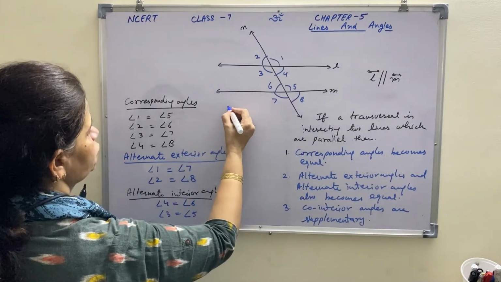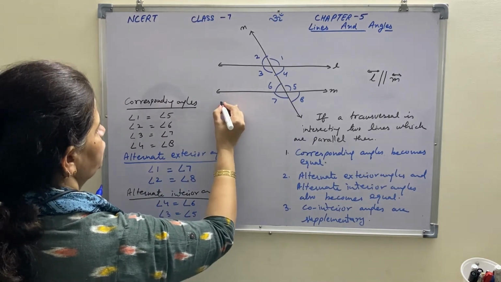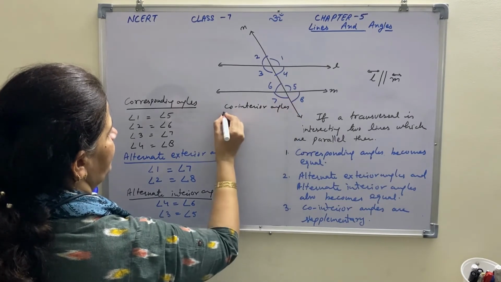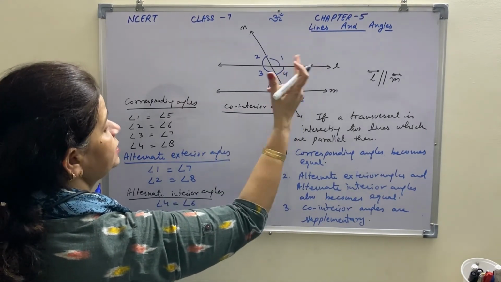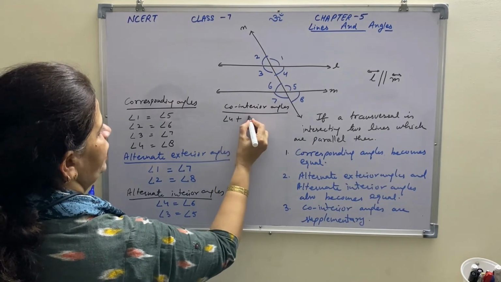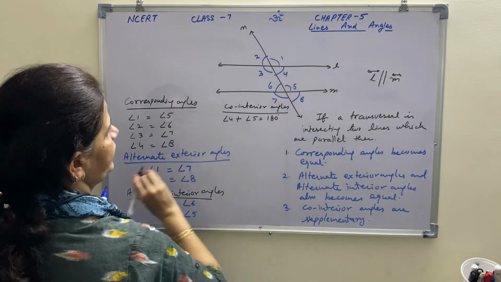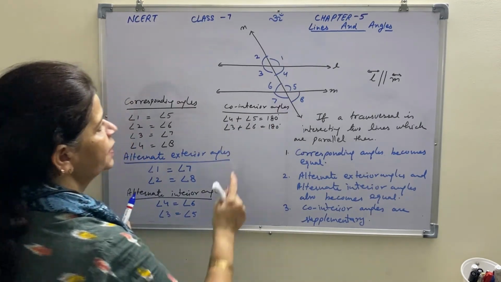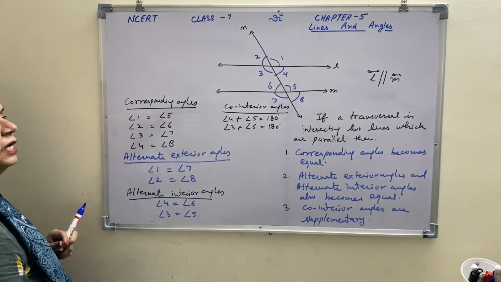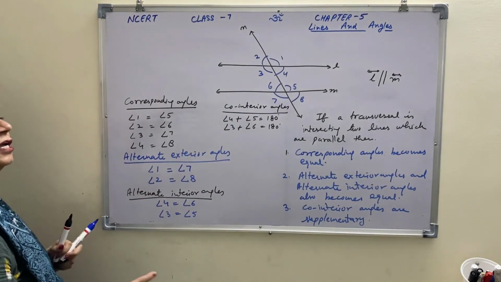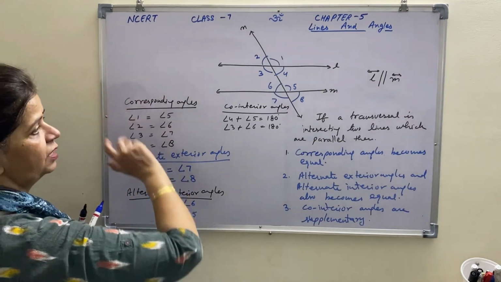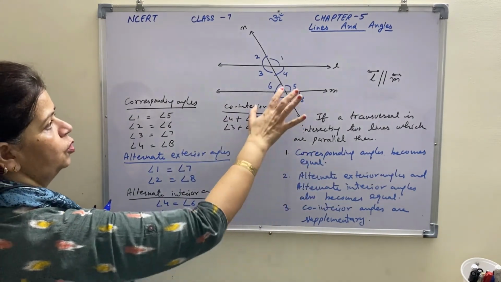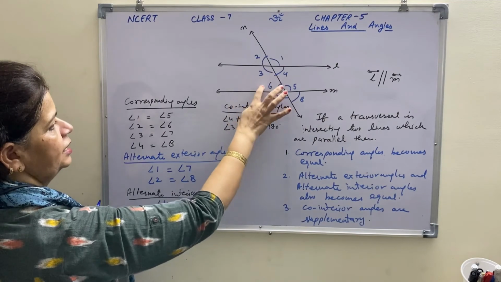And the last is co-interior angles. What is the relation if the lines are parallel? Co-interior angles become supplementary. That means angle 4 plus angle 5 is 180 degrees, and angle 3 plus angle 6 is also 180 degrees. They become supplementary. This is the difference when the lines are parallel. If the lines are not parallel, as we did in our last video, then 4 and 5 are just co-interior angles, there is no relation between them. 3 and 6 are co-interior.